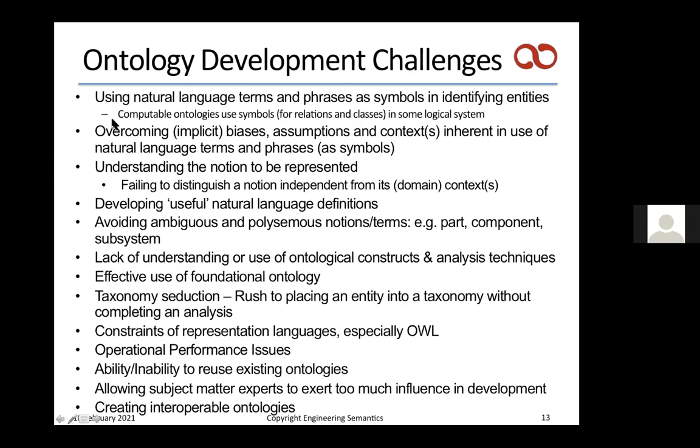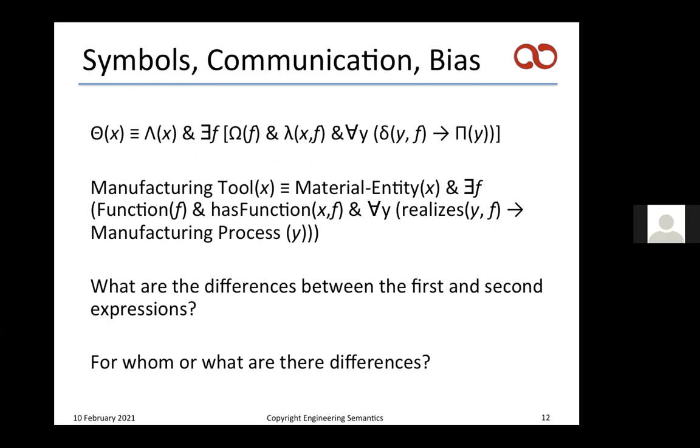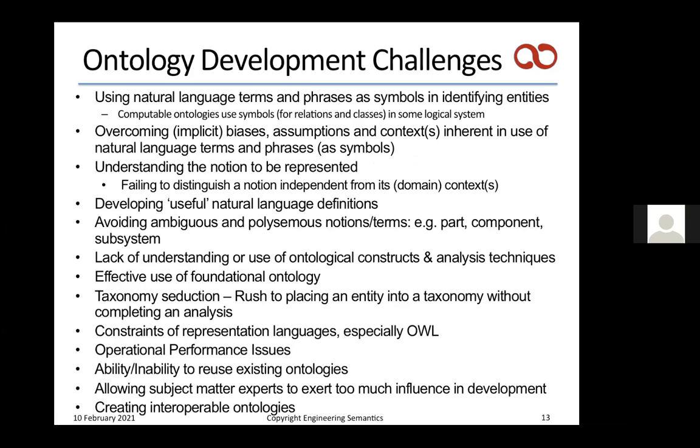And then another, following on from the use of natural language terms and all of these biases and assumptions that we have, is the understanding of what really needs to be represented. So it may be the case that you have some nice notion, what was the previous slide? Let me go back a second. Oh, okay. So what's a manufacturing tool? Well, the important thing there, for instance, is what is a tool? The context is manufacturing, but the tool is the thing you really should focus on, and then you can consider its use or its role in manufacturing.